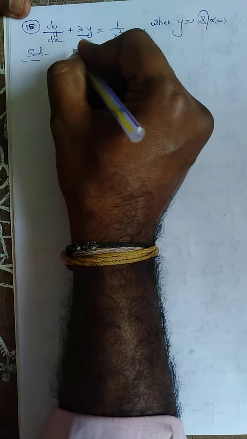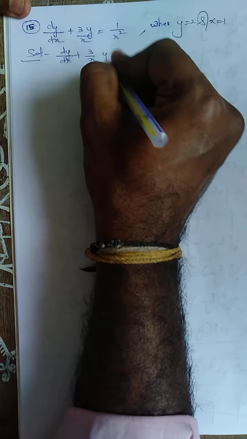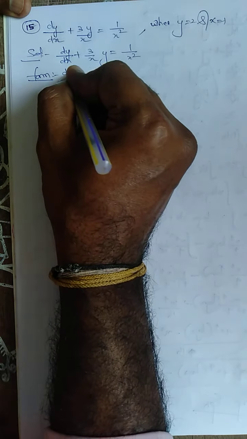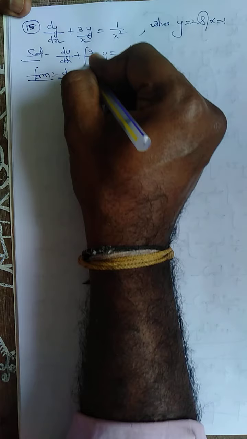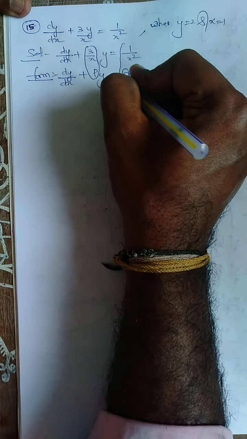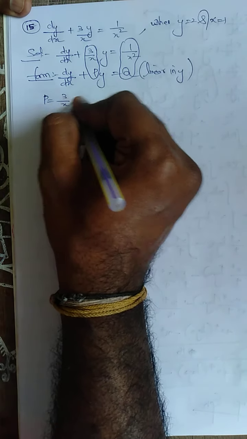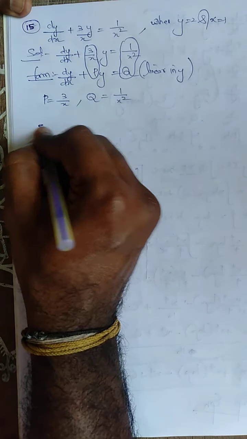Solution: dy by dx plus 3 by x y is equal to 1 by x square. Form dy by dx plus py is equal to q. This is p, this is q, linear in y. P is equal to 3 by x and Q is equal to 1 by x square.